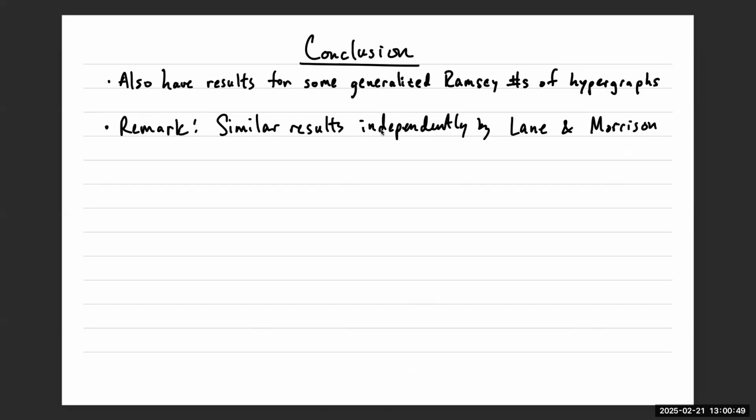Conclusion. We also have some results for hypergraphs and some results for paths and things like that. And an important remark: similar results to what I was telling you about were independently proved by Lane and Morrison. So our papers came out on the same day. And it's another one of those things like, okay, somebody was going to prove this bound. It's just a matter of who.